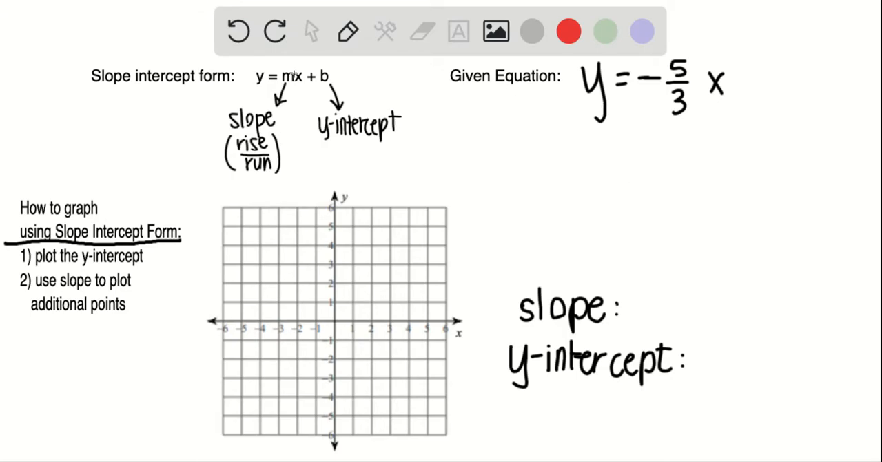According to slope-intercept form, the slope is always the coefficient that is with the variable x. So in this case, our slope is negative 5/3. The y-intercept is always the number that is a constant or by itself.